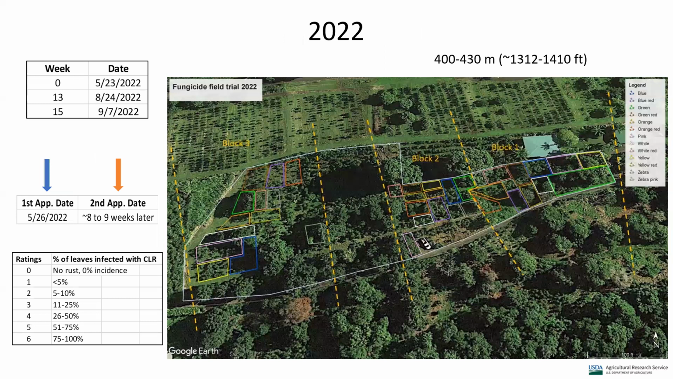Okay, so this is a map showing our field trial setup in Holualoa. About 1,300 to 1,400 feet in elevation, set up in 3 blocks. And each color represents one of the 13 treatments that was sprayed in the field. We started monitoring in May, and the first application of these products was applied at the end of May, with then a second application approximately 8 to 9 weeks later.